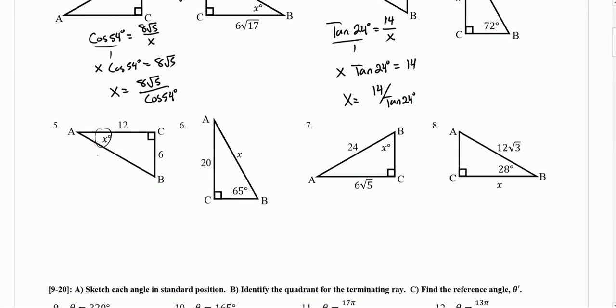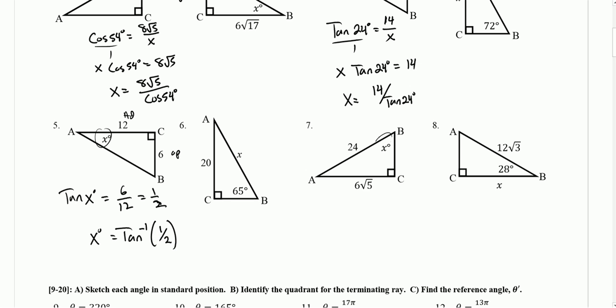Where 5x is our reference angle, 6 is the opposite, 12 is the adjacent, and so the tangent of x degrees is 6 over 12, which can reduce to 1/2. And then to get x by itself, we're going to use the inverse tangent of 1/2.